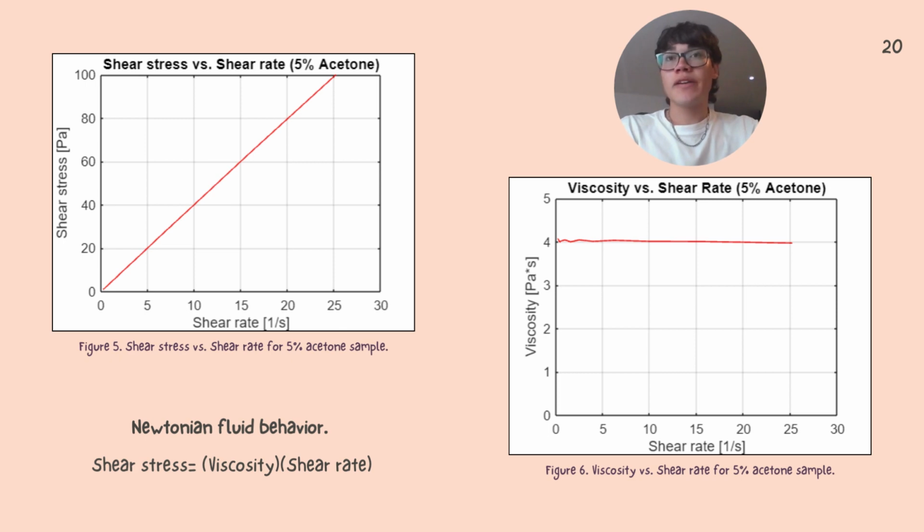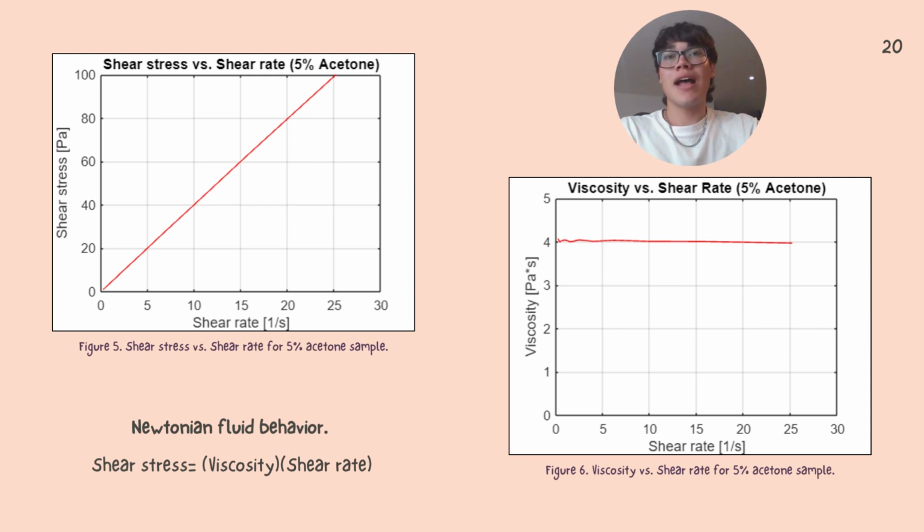But we can see this better comparing these two plots with the ones that we already presented for the crude oil. First, we have the shear stress versus shear rate, and this shows us that the linear relation between shear stress and shear rate is still there, but we can tell that the slope is maybe a little bit smaller. Then we have viscosity versus shear rate that shows us that the viscosity is now around 4 pascals times second.